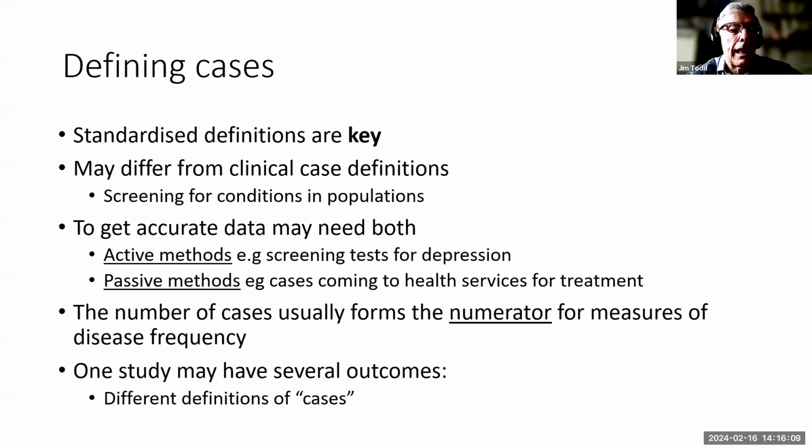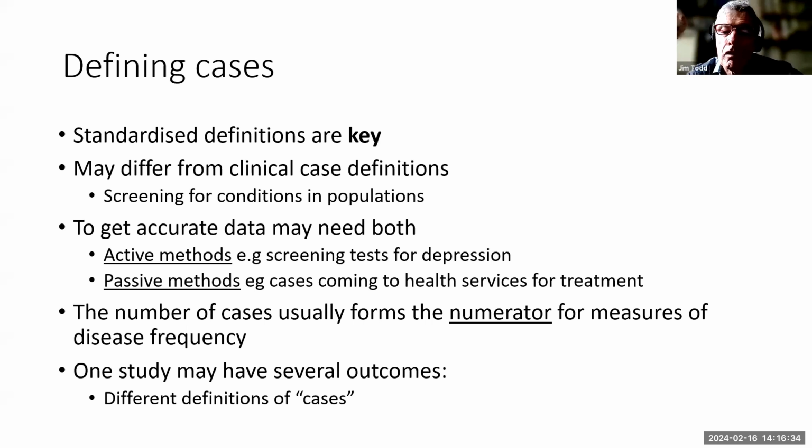So let's define our cases. What are we actually looking at here? Who are we thinking about here? Well, the first thing to say is that if we're going to be doing some epidemiological research into mental health, we need to actually standardize the definitions of who our cases are, what the cases are that we're going to be looking at, and these are key to successful research here.